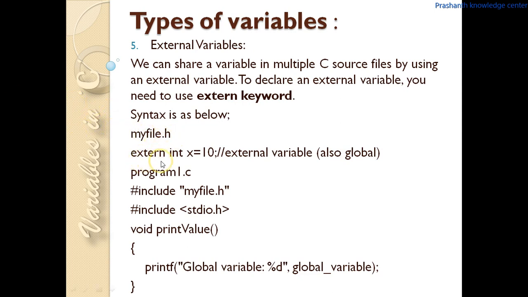In this we have declared extern int x equal to 10. This is the external variable, and here in program1.c I have included this user defined header file myfile.h. So I'll get this global variable. Void print value. Print global variable equal to %d global variable, meaning this global variable will be printed here, and this %d means here we are giving the integer value only. These are the format specifiers. %d, %f and %c are the format specifiers that we will learn in detail in the next classes.